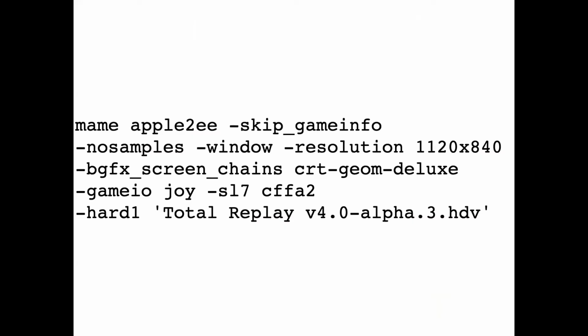This is a command line to run Total Replay in MAME. The machine is an enhanced Apple IIe. We're using a window mode double-scaled with CRT effects enabled. The joystick is enabled, and there's a CFFA2 card in slot 7, which is necessary to use a hard drive image. By default, there is a Mockingboard in slot 4, so we get that for free. To be fair, some of this could be set up in the MAME user interface, but I find that to be even more difficult and even more frustrating.